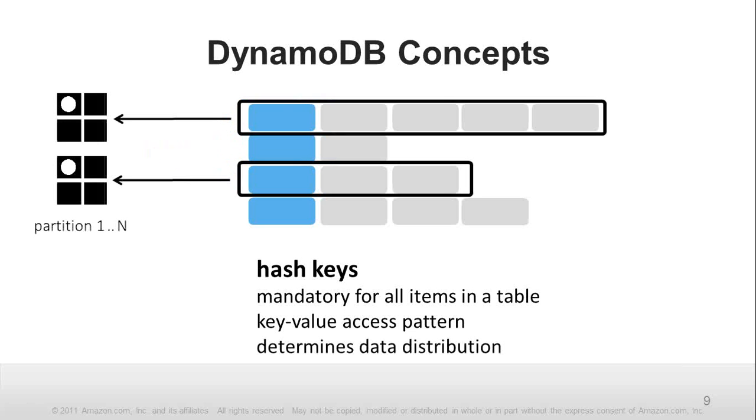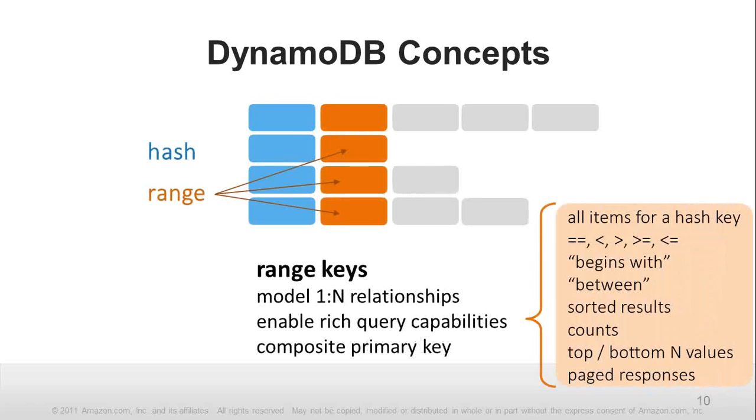And the reason it's mandatory is because it's used to determine and drive the data distribution. So while your table may exist on a single partition, as you scale it, we will use the hash key to determine where those items will be distributed to give you increased throughput. So from an application design perspective, choosing your hash key and making sure that they are highly distributable is very important. We also have the option of the range key.